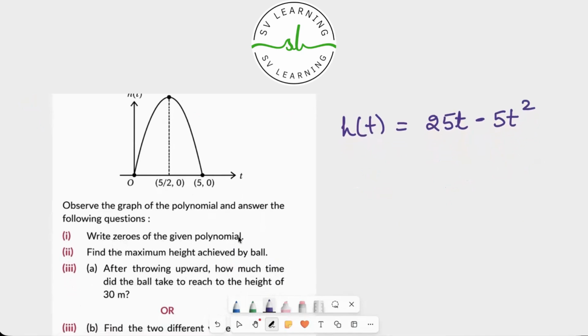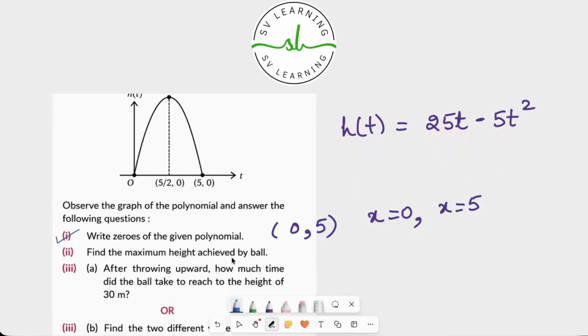Now let's see what they ask. Write zeros of the given polynomial. Now it's very simple. Zeros are already given to you, right? They are already given to you here. So the zeros will be 0 and 5, right? So x is equal to 0 and x is equal to 5 are the two zeros because the parabola is cutting at 0 and 5.